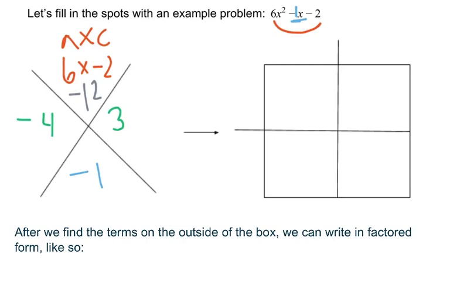Now if you look at your little diagram above, you can see a top left corner of the box. We always write this term right here, the ax squared. So in this specific problem, it's 6x squared. Okay? And then the bottom right-hand corner of the box, we always put our c value, which is negative 2 in this problem. Okay, so we put negative 2 down there.